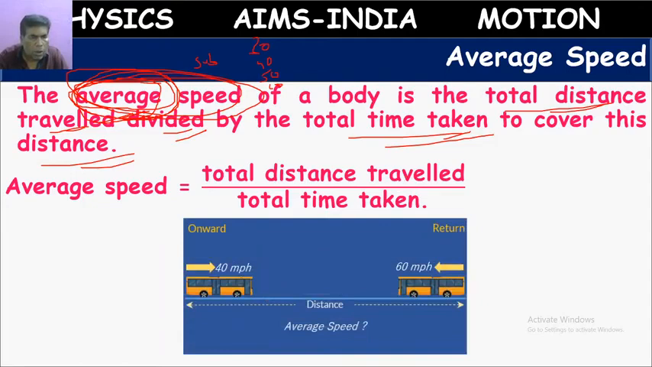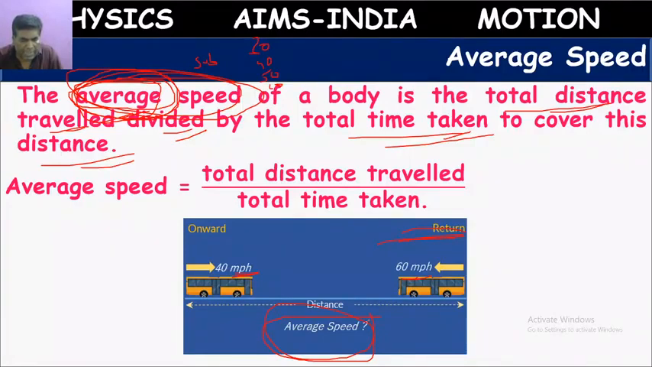Suppose one bus, during its onward journey, is going with 40 miles per hour, mph. During its return journey, it is traveling with 60 miles per hour. Now, what is the average speed in this case? Can you guess the answer? What is the average speed?